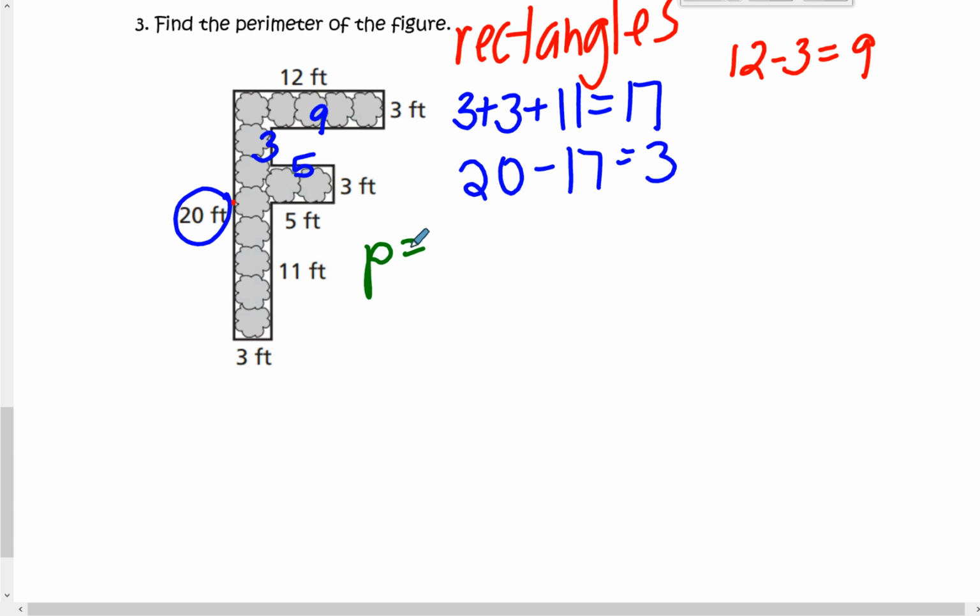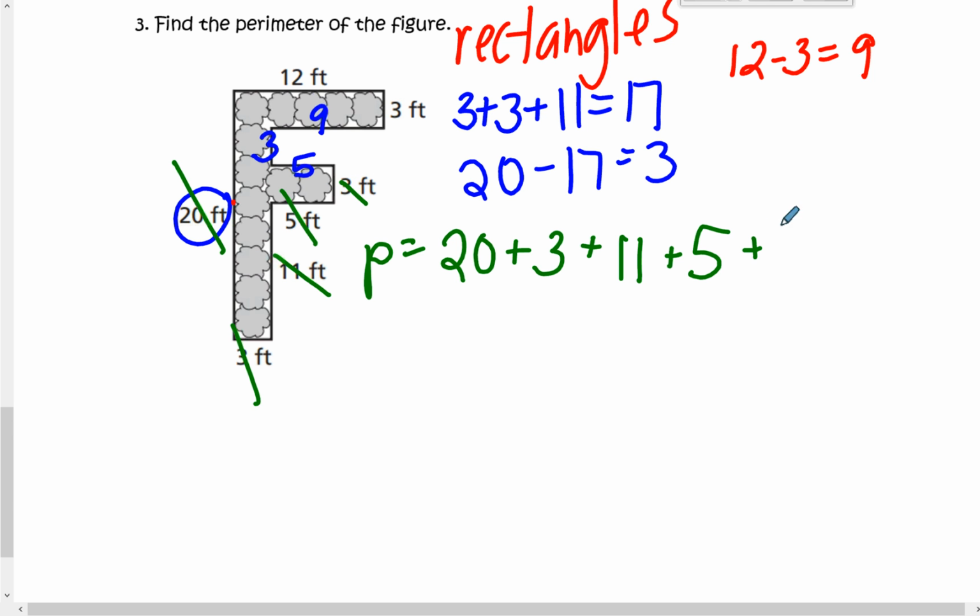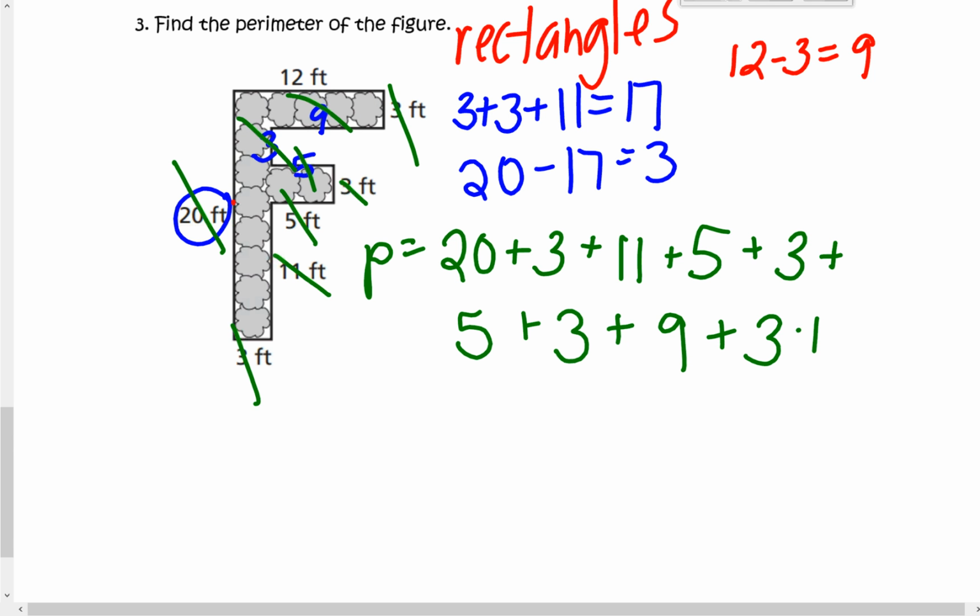So our perimeter is going to equal, and I'm going to cross them off as I write them down in my equation so that I make sure that I get them all. So I have 20 plus 3 plus 11 plus 5 plus 3 plus 5 plus another 3 plus 9 plus one more 3 plus 12. And when we add all those numbers up, we're going to get that perimeter.